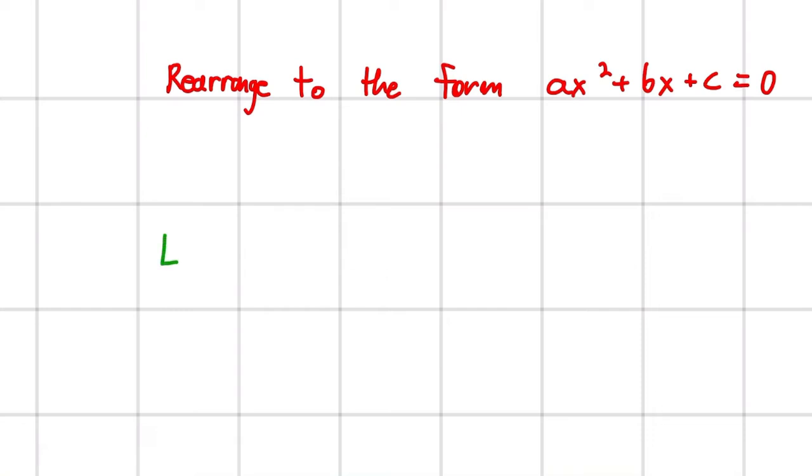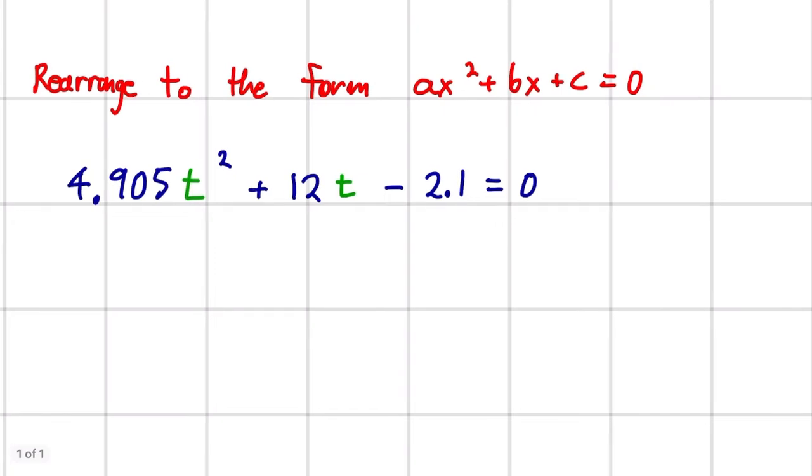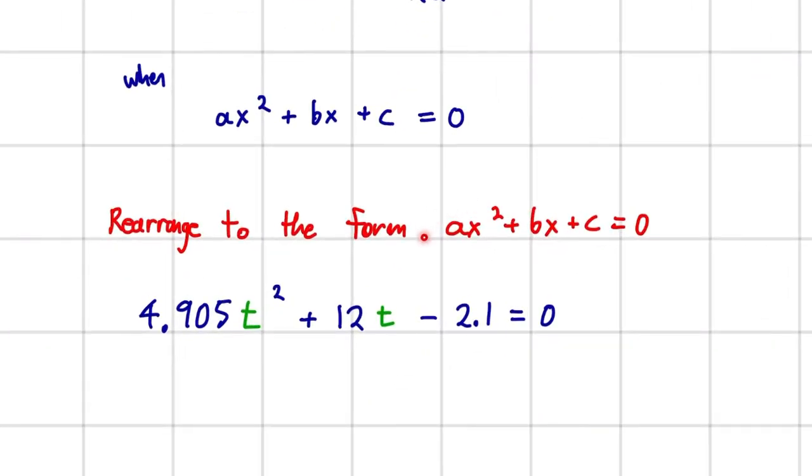This is our equation: 4.905 times t squared plus 12 times t minus 2.1 is equal to 0. So you can see that this equation is just a rearranged form of this equation, in the form that we need for the quadratic formula.